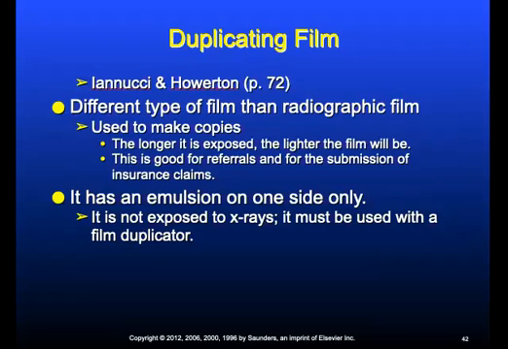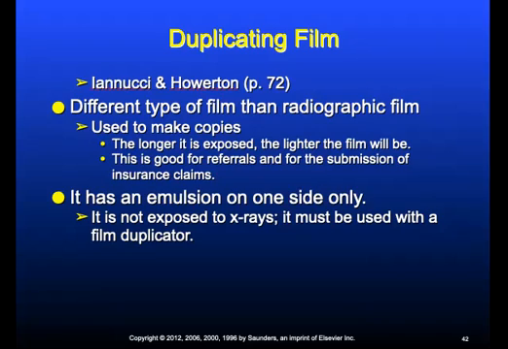Duplicating film is a type of film used to make copies. So it is different from the type of film that you'll use to take the actual X-rays. The longer that it's exposed, the lighter the film will be. This is different than an intraoral film, where the longer the film is exposed, the darker it will be. So duplicating film is good if you don't have multi-film packets during X-ray exposure, or you didn't realize that you needed duplicates after the fact.